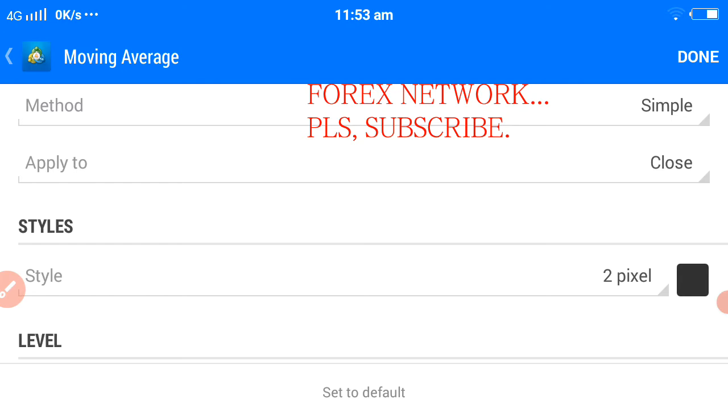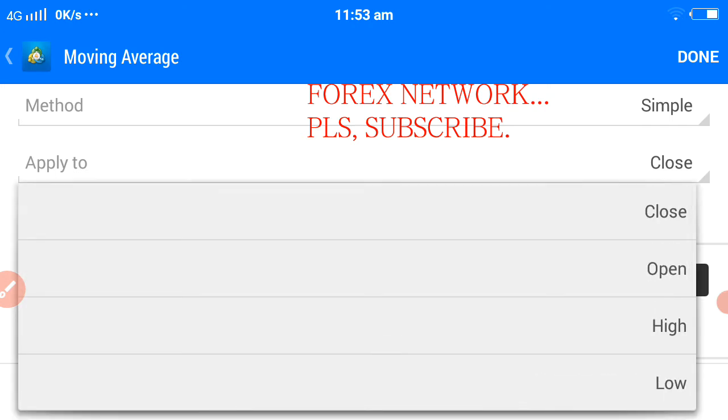Do you want to consider the closing price of each candle? The opening price of each candle? The highs of each candle? Or the lows of each candle? That's what apply to is all about. If you want to consider just the open prices, you apply to open. If you want to consider the close, you apply to close. If you want the highs, you apply to high, or the low. All of this gives you a flexible manner of using the moving average.